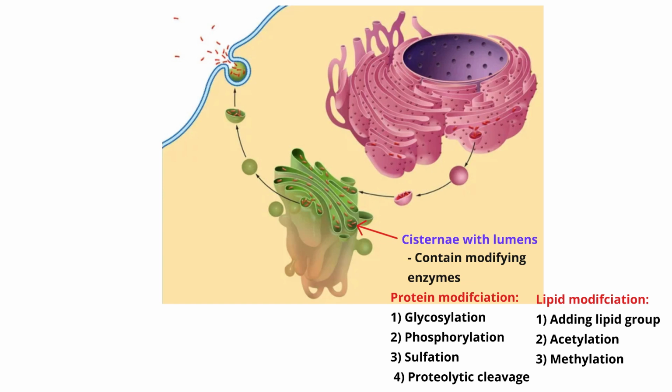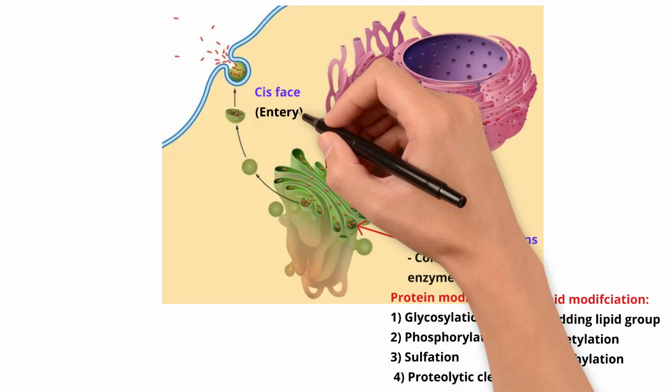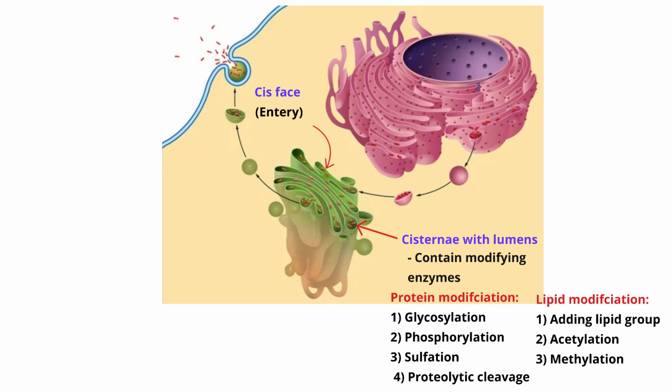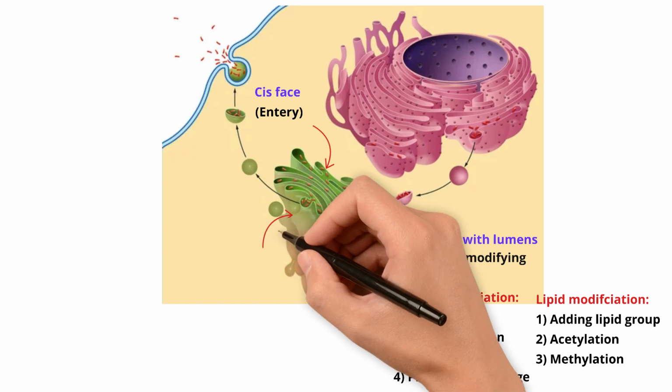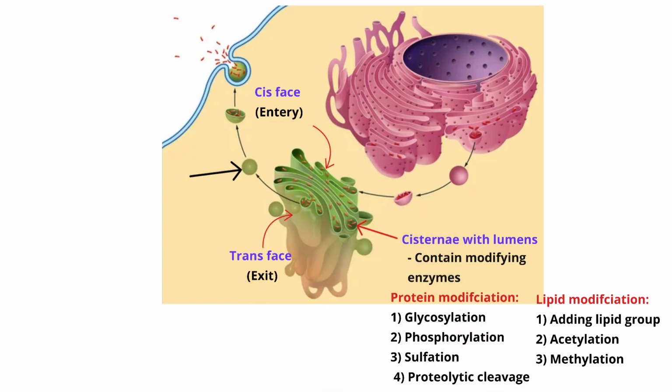As shown in this image, the Golgi apparatus exhibits a remarkable structural polarity or faces. First, we can see the cis face, which is oriented towards the endoplasmic reticulum, and acts as the entry point for newly synthesized proteins and lipids. On the opposite side of the Golgi is the trans face that serves as the exit point for the products which are secreted as vesicles.